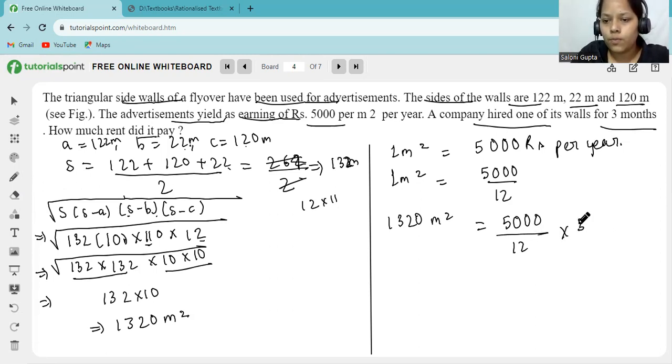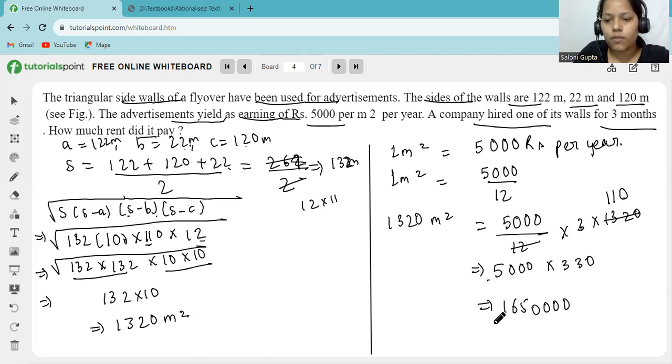So this we have to do for 3 months, and 1320 we will write. Now we know 12 11s are 132, so I can divide this 132 easily. So this will give me 11 and the 0. So 110 we got. 110 into 3 will give you 330. So 5,000 into 330. Okay, so how much will we get? 4 zeros, and 33 into 5 will give you 165. So this is how we can get the answer.